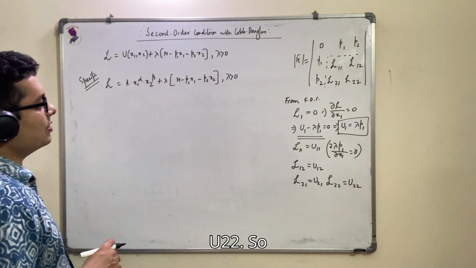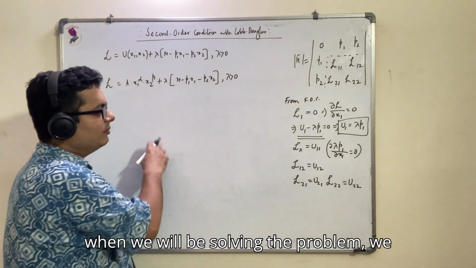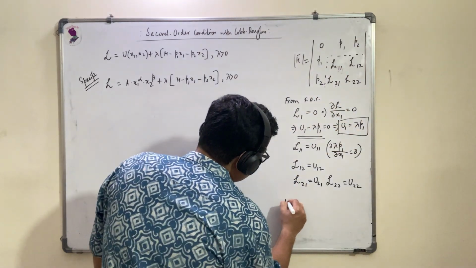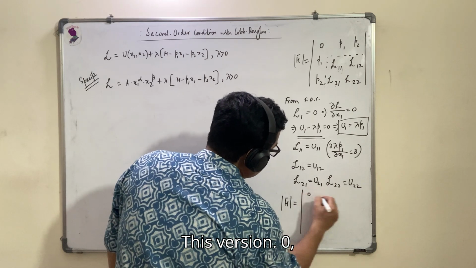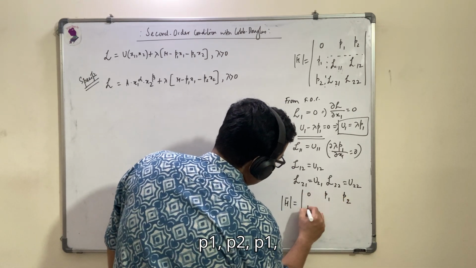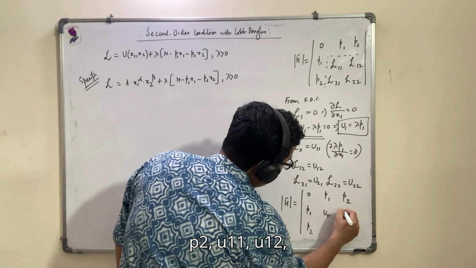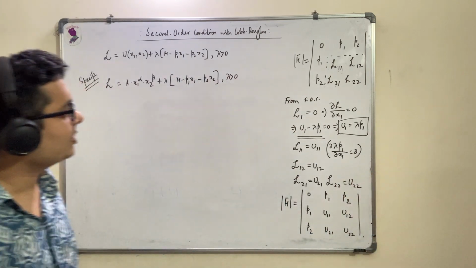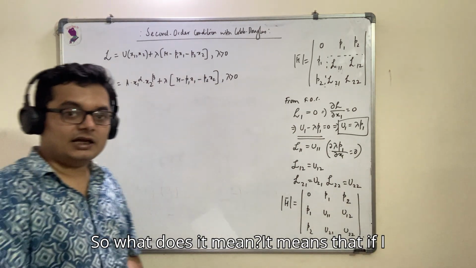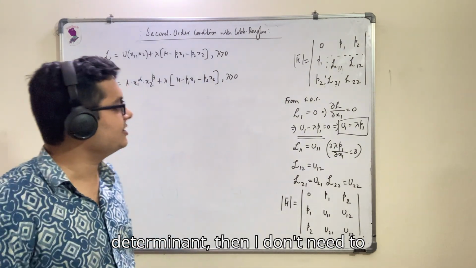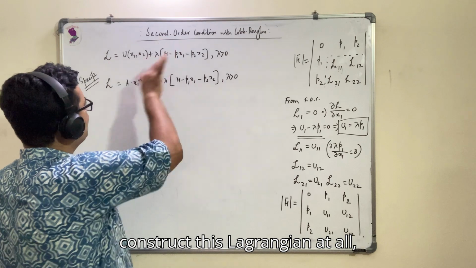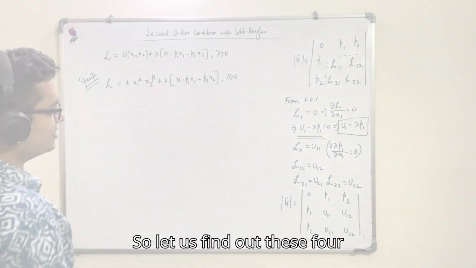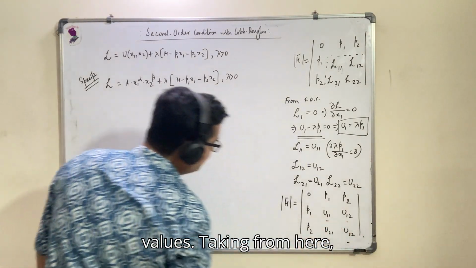So when we are solving the problem, we will not write this version of the bordered Hessian. Instead, we will write this version: 0, p1, p2, p1, p2, u11, u12, u21, u22. So what does it mean? It means that if I have to check only the bordered Hessian determinant, then I don't need to construct this Lagrangian at all. So let us find these four values.